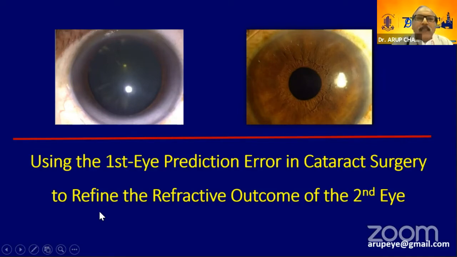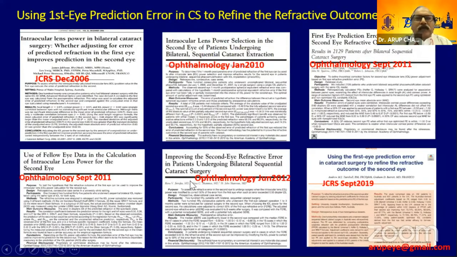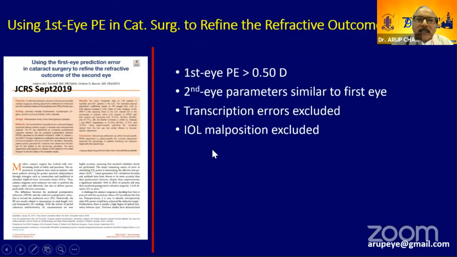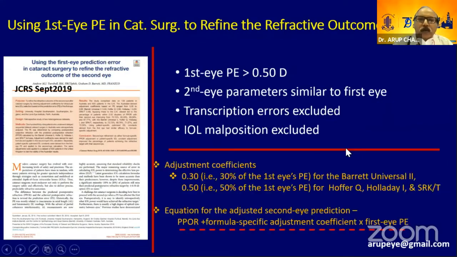I also believe in using the first eye prediction error in cataract surgery to refine the refractive outcome of the second eye. There has been a lot of literature over the last 15 or 20 years on that. And these are the conditions that have to be met for you to use the fellow eye as your guide to calculate the power for the eye to be operated. The first eye prediction error should be more than 0.5 diopter. Both eyes should have ocular symmetry, similar axial length and K reading. Transcription errors and IOL malposition errors should be excluded. And for the Barrett Universal 2, regression analysis studies have shown that you require an adjustment coefficient of 0.3. For the standard older generation formulas, Hoffer Q, Holladay 1 and SRK/T, the coefficient is 0.5.